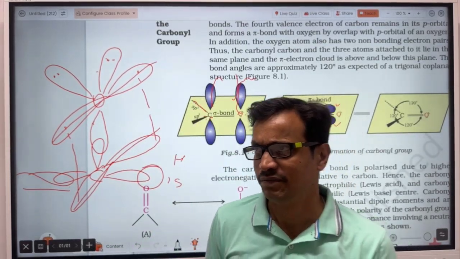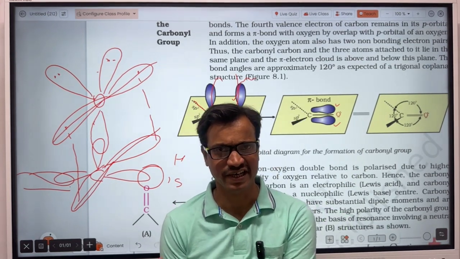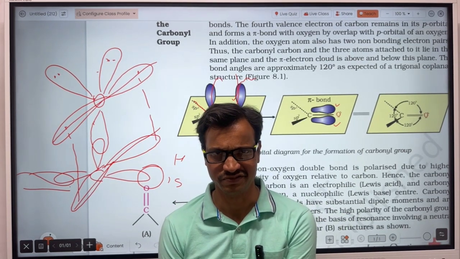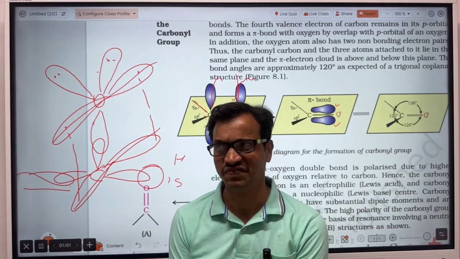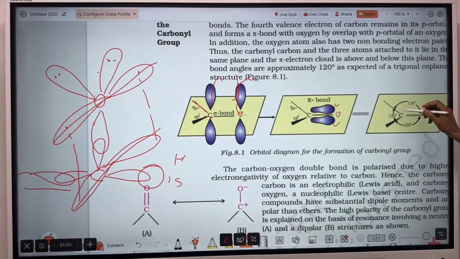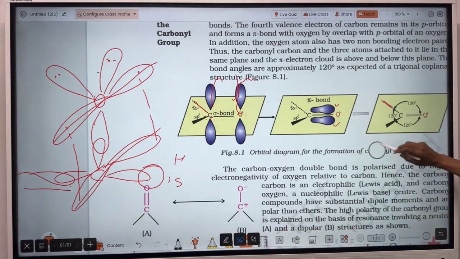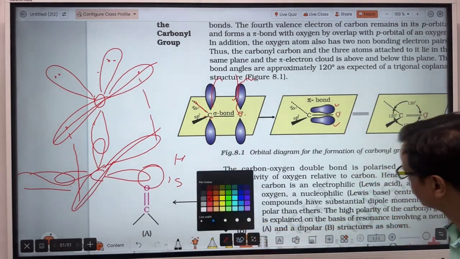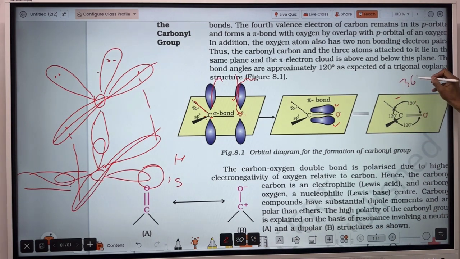Whenever the hybridization will be sp2 and the central atom will not contain a lone pair of electrons, then the shape of the molecule will be trigonal planar. Here this one is the bond of carbon and hydrogen, and here is oxygen. At this carbon there is no lone pair of electrons, so the shape will be trigonal planar. That means the bond angle will be 360 upon 3, that will be 120 degrees.